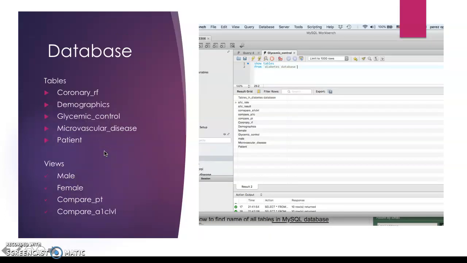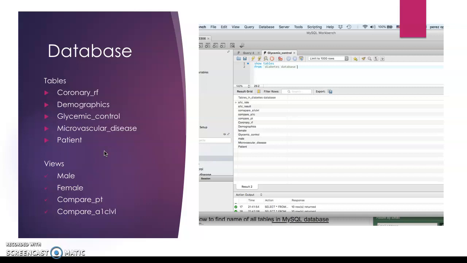So, with my diabetes registry, I created five tables total. One table for coronary risk factors, another table that talks about the demographics, another table that talks about the glycemic controls, another table that has information pertaining to microvascular disease, and then the last table has information about the patients.